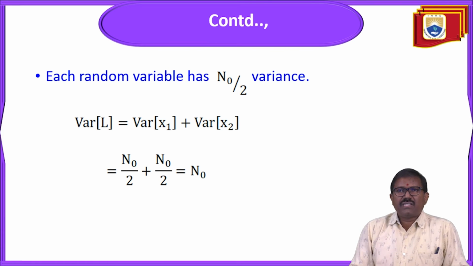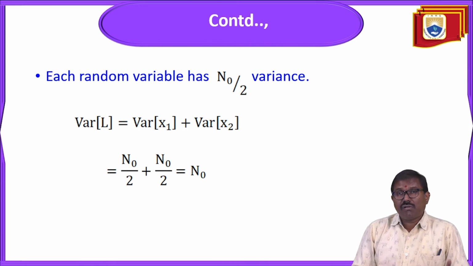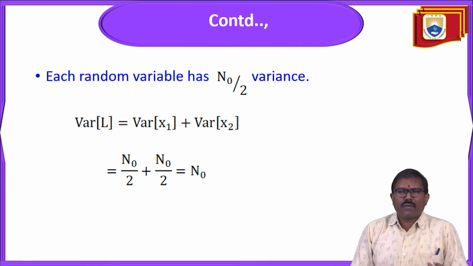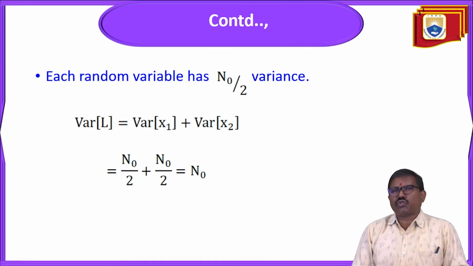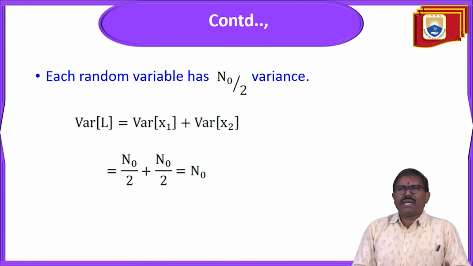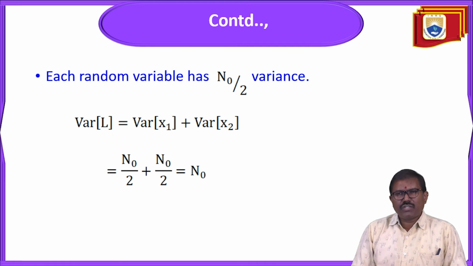Then each random variable has a variance of N0 by 2. So here you are considering the mean value and the variance. Now I am going to add these two variances. So variance of L is equal to variance of x1 plus variance of x2. Each random variable has N0 by 2, so N0 by 2 plus N0 by 2, simply it is N0. So the variance of L is equal to N0.